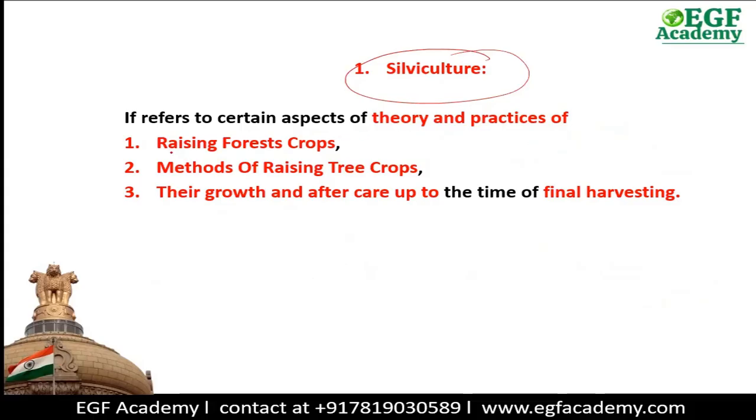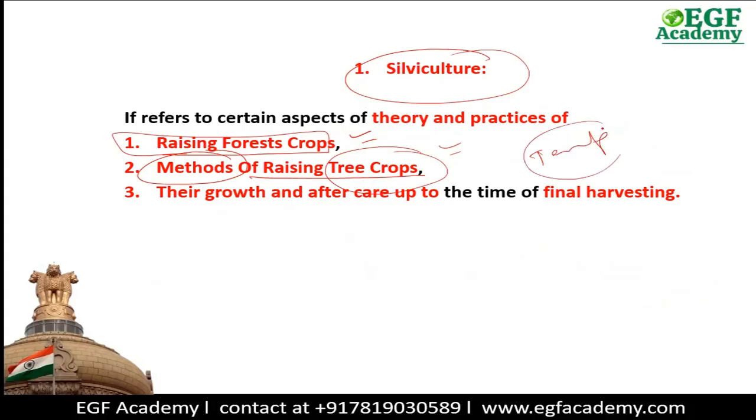So silviculture includes raising forest crops, the method of raising tree crops, how we grow tree crops in the forest. Because every tree species has basic requirements for its growth. For example, they have a specific temperature need and a specific water need. Some are shade loving plants and some are sun loving plants. So every plant has different requirements. That's why there is a different method to grow different tree species.